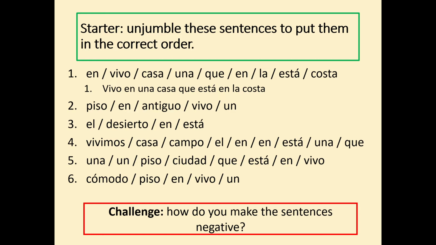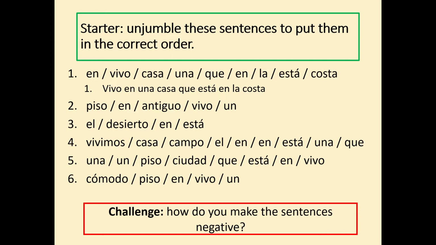Okay, so first of all, I hope that you've got the worksheet ready for this video lesson. Second of all, we've got our starter, which focuses on our last lesson, ¿Cómo es tu casa o tu piso? I would like you to unjumble these sentences so that they are in the correct order. Number 1 has been done for you.